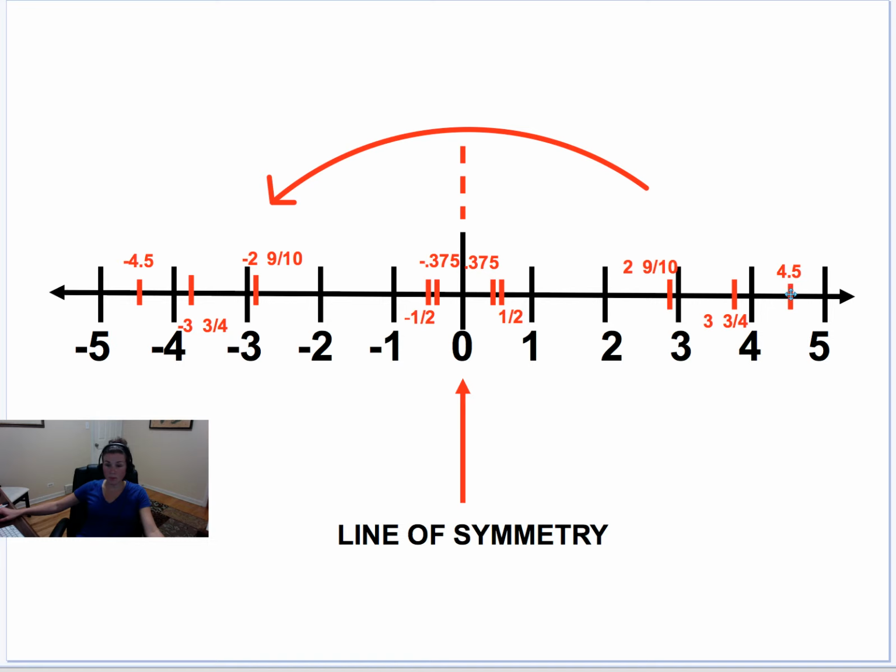Same thing with positive 4 1/2. It's halfway between positive 4 and positive 5, and negative 4 1/2 is halfway between negative 4 and negative 5. So if you know how to plot the positives, just picture folding that paper along the 0, along the line of symmetry, and that number will line up exactly where it is on the positive side. That's where it will be on the negative side.